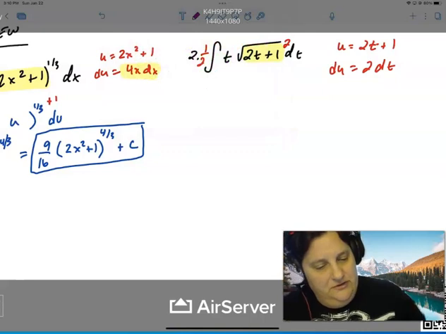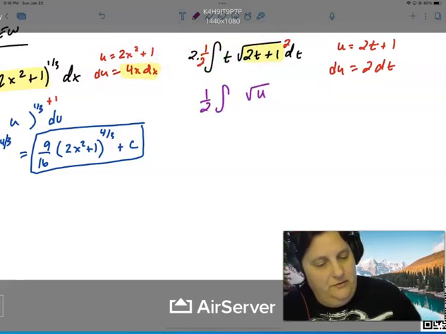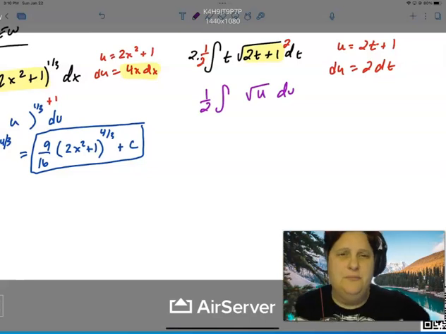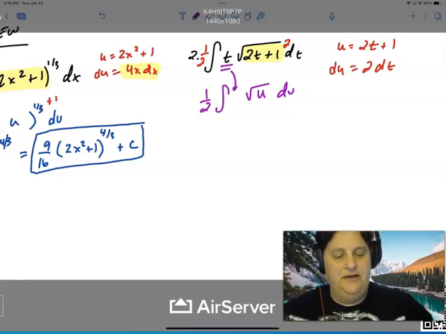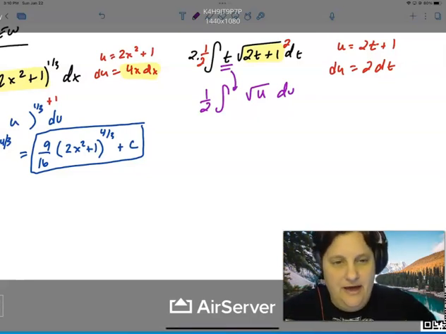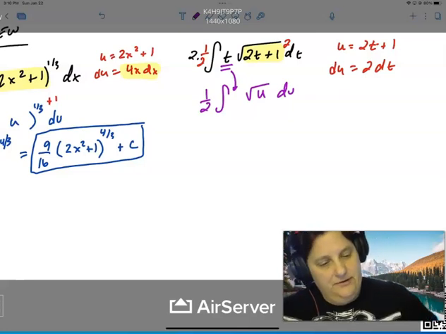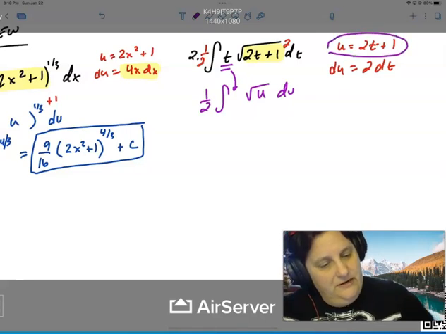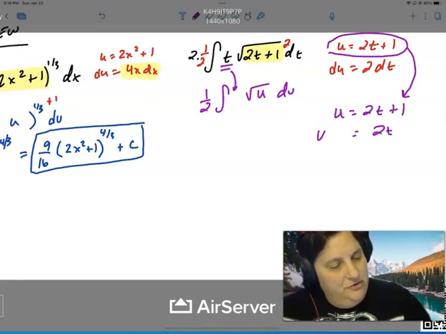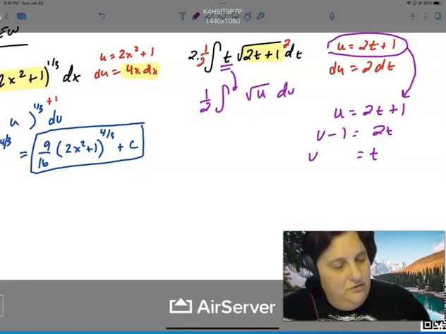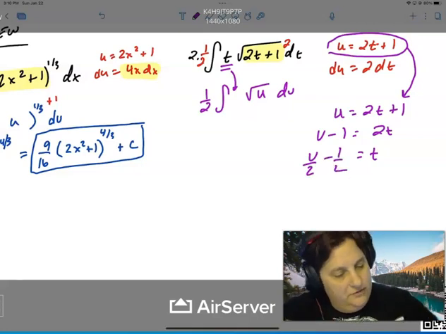And I'm looking pretty good here. So I've got 1/2, then I've got square root u du. Now the problem is that there's this extra t right here that wasn't replaced with something else. Okay, and that's when we have to do the kind of, I'm going to say like tricky u sub is what I call this, right? So we come up here, take this, and I go, okay, well, if u is 2t plus 1, then 2t is u minus 1, then t is u over 2 minus 1 over 2.